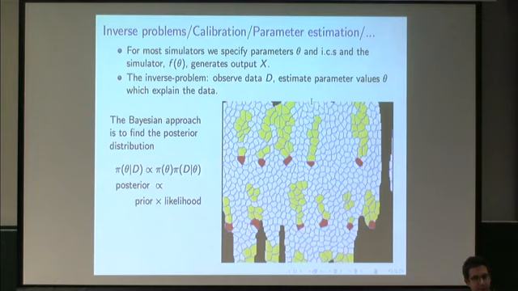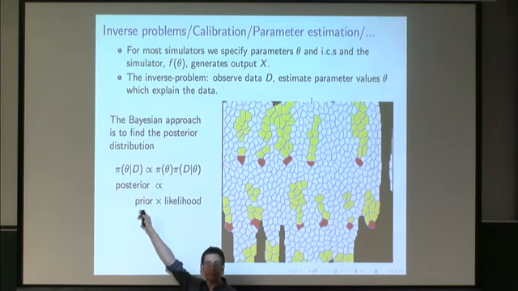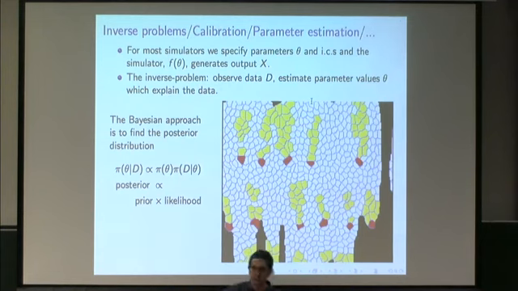I'm going to assume a scientist has come along and given me some observational data d. And I want to go backwards. I want to say what theta values could have led to d according to my simulator f. I want to go backwards. So I'm going to approach this in a Bayesian fashion. So I'm going to try to work out the posterior distribution of my parameter theta given the data d. And so prior times likelihood type of thing.